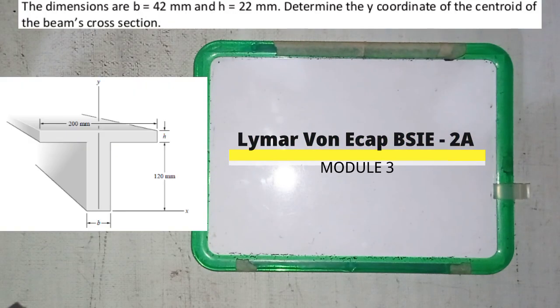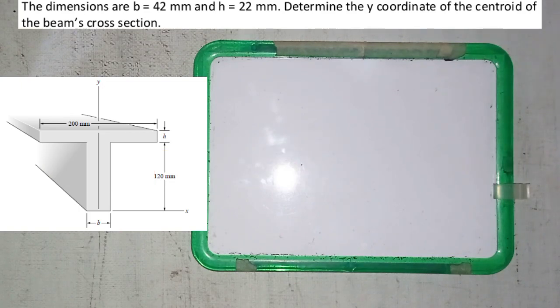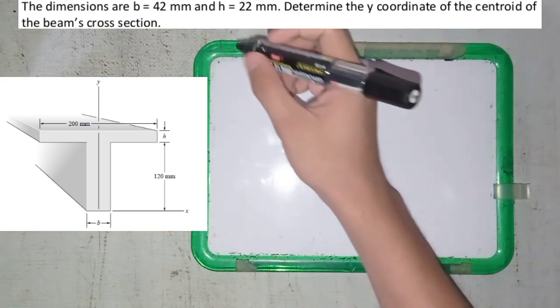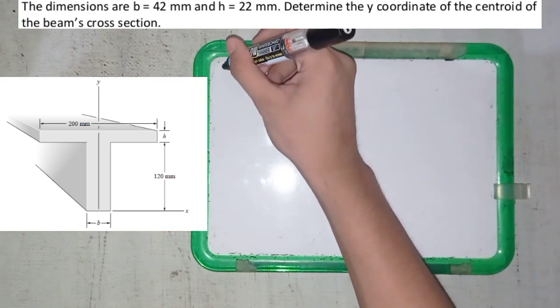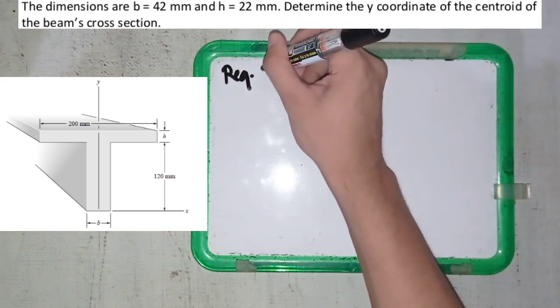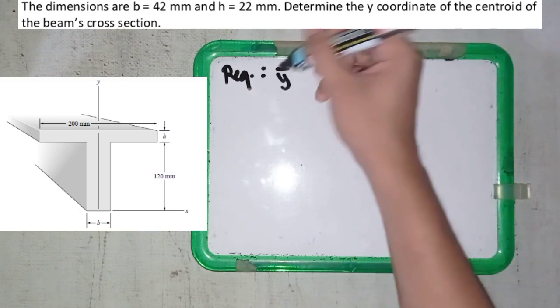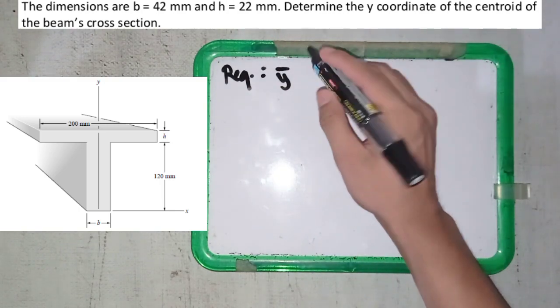Our first problem: the dimensions are B equal to 42 millimeters and H equal to 22 millimeters. Determine the y coordinate of the centroid of the beam's cross section. Flashing on your screen is the beam's free body diagram, or the figure. So now we are going to find the required y coordinate of the centroid of the beam.